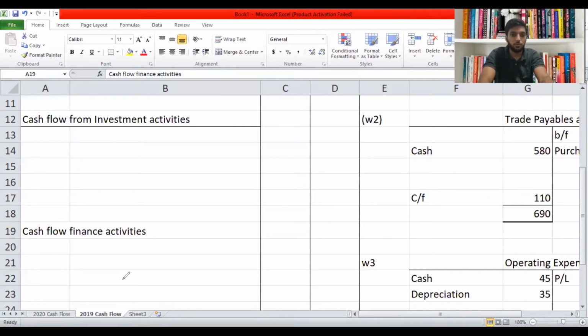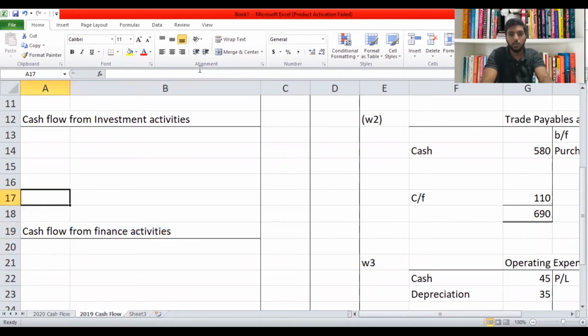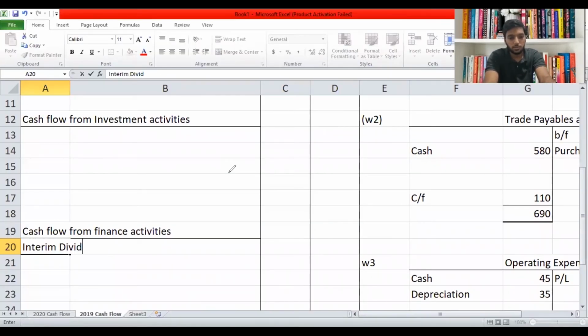So cash flow from finance activities. I'll write a small topic and keep it. I'll go in order as per the adjustment. Last time I just finished the investment and came to finance, but here I'll move on in order. In both ways you can do it on your paper. So then we have total interim dividends paid as 60,000. So this dividend paid is a finance item. I'll write here interim dividend paid 60. You don't have to write paid, but you can write interim dividend. So I'll write 60 here.